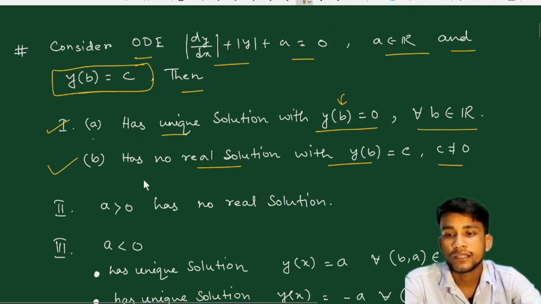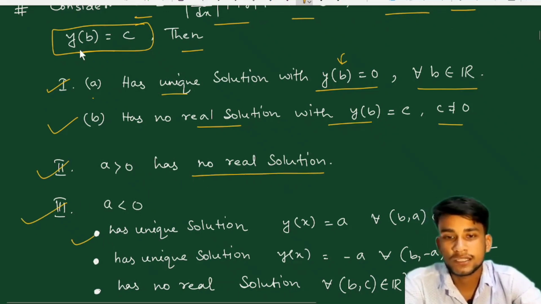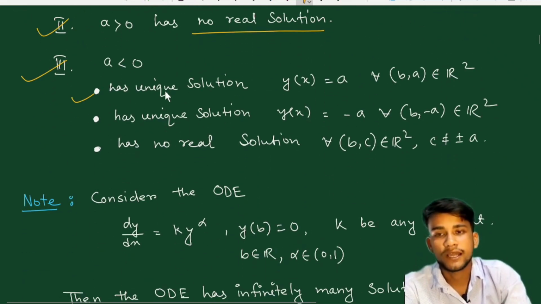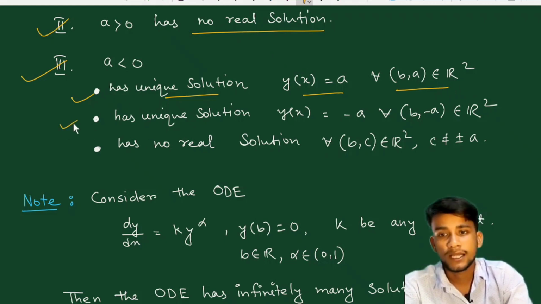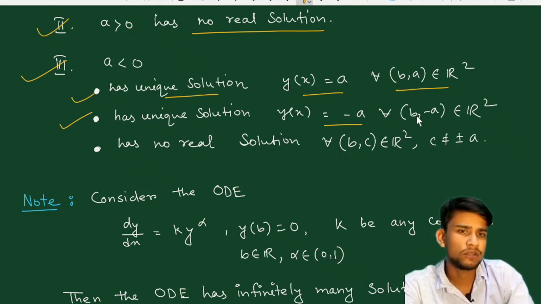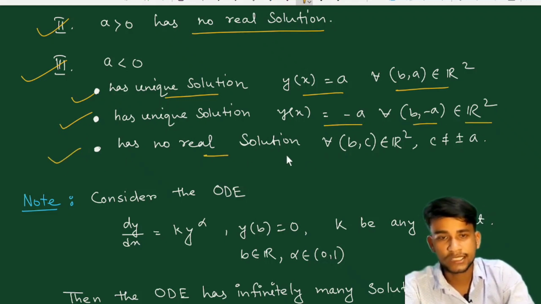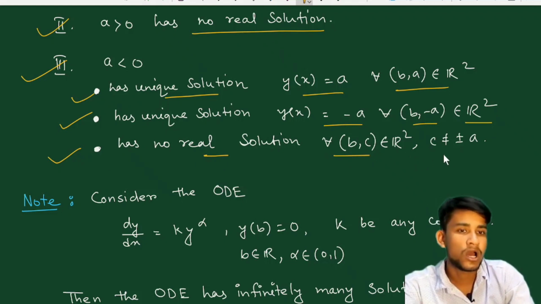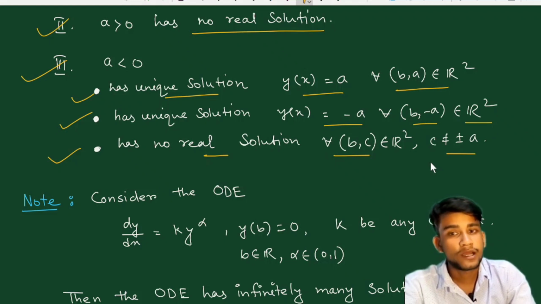The next one: if a > 0, then there is no real solution. If a < 0, then there are 3 results. It has a unique solution if y(x) = a for all (b, a) belongs to R², this (b, a) means a pair. It has a unique solution if y(x) = -a for all (b, -a) belongs to R², and it has no real solution for all (b, c) belongs to R² where c is not equal to plus or minus a. So these are the results regarding the number of solutions questions.